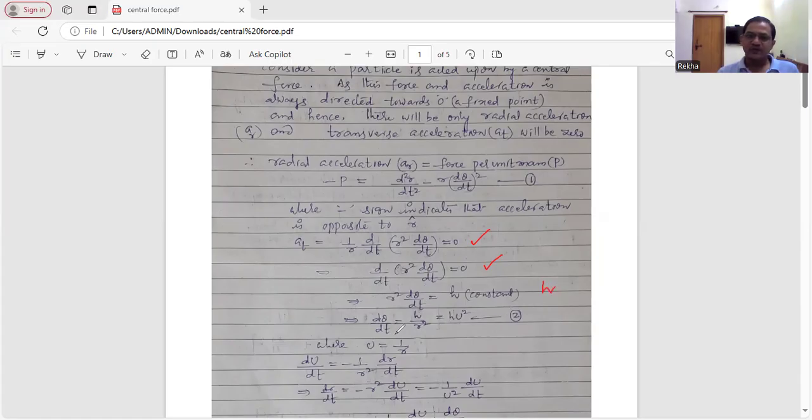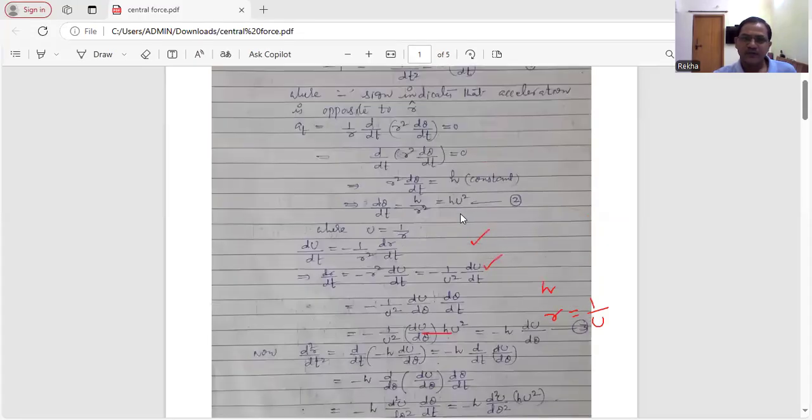So from this I am writing d theta by dt is equal to h by r square, that equals h u square, where I have taken the substitution r is equal to 1 by u, or u is equal to 1 by r. This is equation 2.